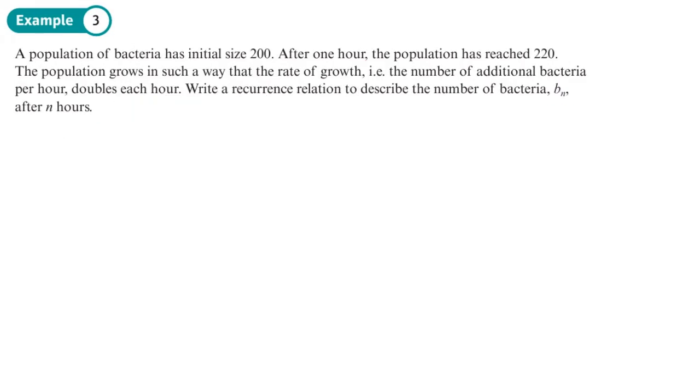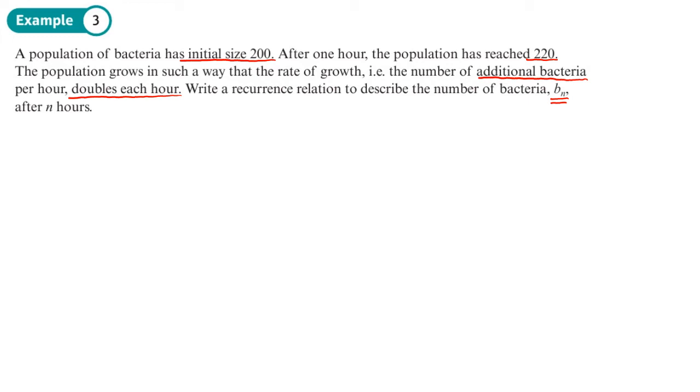So here we've got a population of bacteria that has an initial size of 200. So there's my initial condition. After 1 hour, the population has reached 220. The population grows at such a rate that the rate of growth, i.e. the number of additional bacteria, doubles each hour. We need to write a recurrence relation in terms of Bn.